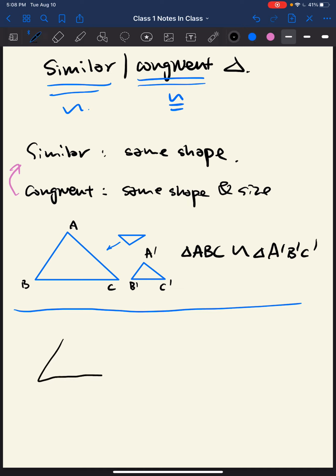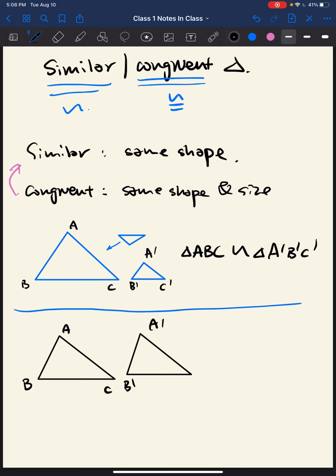So here are congruent triangles. It means exactly the same. Sorry, that doesn't look exactly the same at all, but you get the idea. So triangle ABC is congruent to A prime, B prime, C prime.